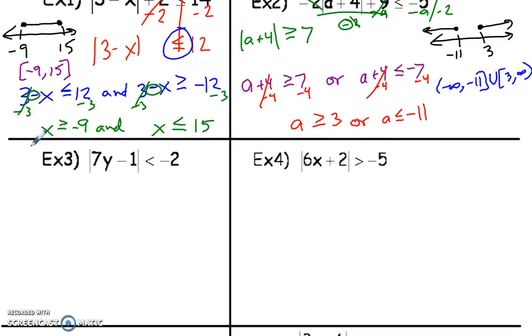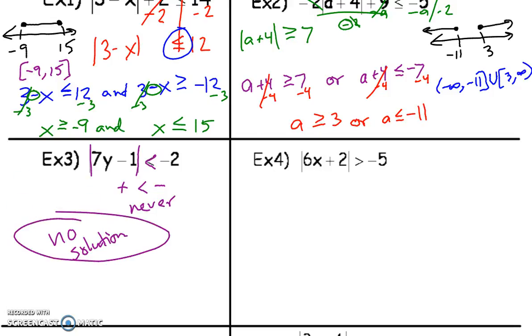So if I look here at the first one, example 3, I have absolute value, it's already isolated, and it's less than negative 2. When is an absolute value less than a negative? So when is a positive less than a negative? And that's going to happen never, right? Positives are always bigger than negatives. So this has no solution. There's never going to be a time when my positive is less than my negative, okay?